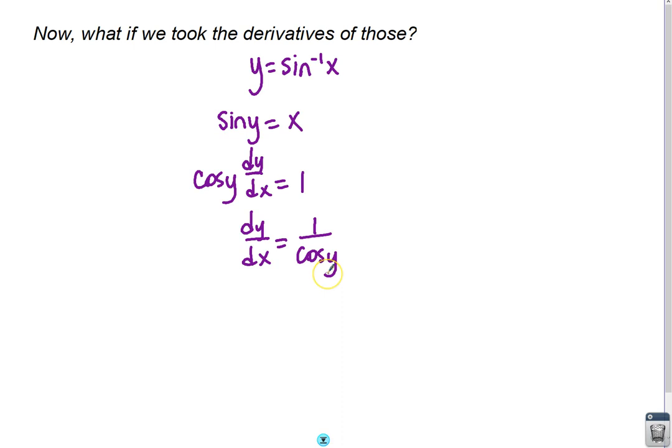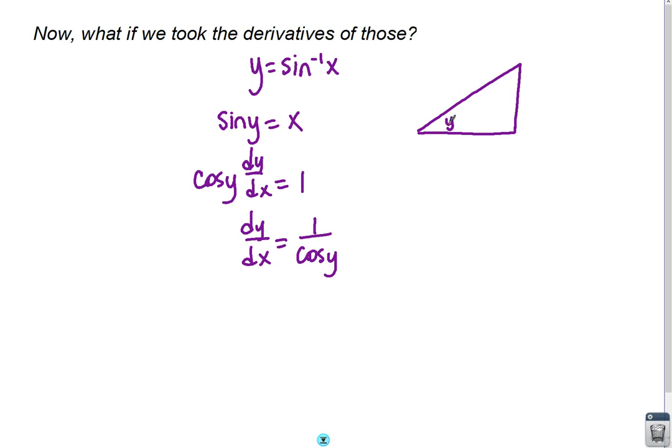It's in terms of y. I need it to be in terms of x because my original function up here was in terms of x. So let's think about if the sine of y is equal to x, let's think about what that looks like on a triangle. Because remember, all of trigonometry is the study of triangles, okay? So if I know the sine of an angle, then I can come up with other properties of the triangle itself. So the sine of y is my angle, okay? So the sine of y is x.